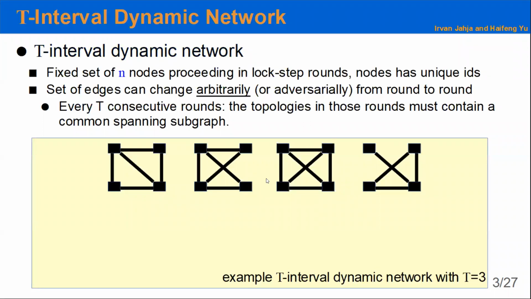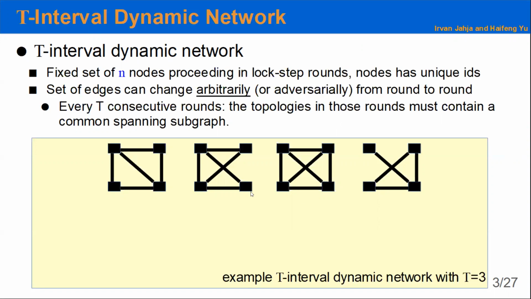In a T-interval dynamic network, there is a fixed set of n nodes that proceed in lockstep rounds. Each node has a unique ID. The set of edges in the network can change arbitrarily or adversarially from round to round, but the only promise is that for every T consecutive rounds, the topologies in those rounds must contain a common spanning graph.